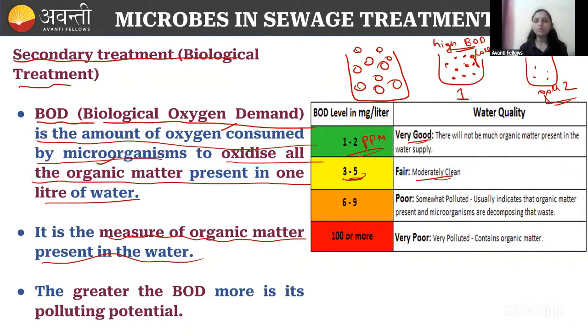Coming to poor water, which is not edible at all for drinking, it consists of impurities and has a BOD of 6 to 9 ppm. Any water above 6 to 9 ppm is not at all suitable for drinking. It is polluted water. Anything having more than 100 ppm is very poor, very polluted, and contains more organic matter. So kindly remember this: a greater BOD means more polluting potential.